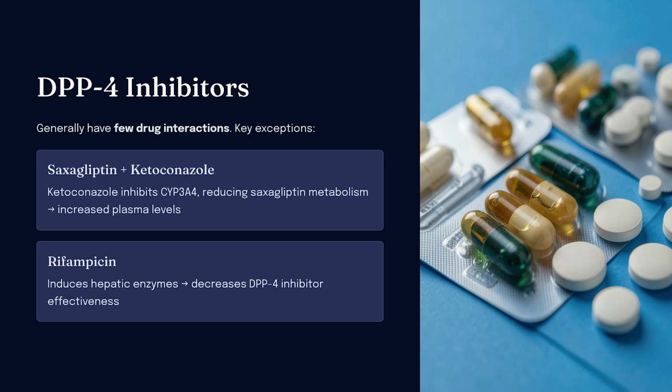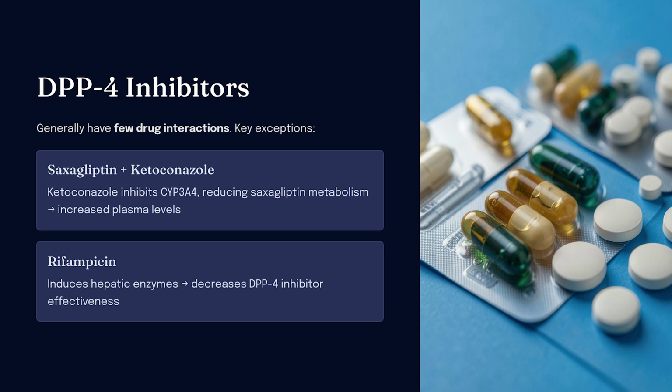Saxagliptin is metabolized by the CYP3A4 enzyme. Ketoconazole is a strong CYP3A4 inhibitor, so it reduces the metabolism of saxagliptin. As a result, saxagliptin plasma levels increase, which may enhance its effects and adverse reactions.